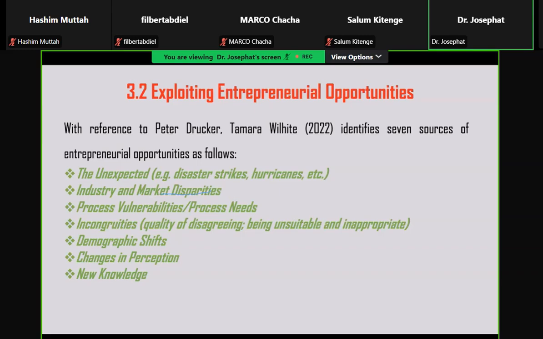Hapa tunaongelea zaidi katika economic forces, demand and the supplies. Ya tatu akaongelea process vulnerability or process needs, kwamba kuna uhitaji wa kitu fulani ambacho kinasababisha ile opportunity ku-arise. Lakini ya tatu akaongelea inequalities, so quality of this grain being unsuitable or inappropriate. So we talked about also akaongelea demographic shift, change in perceptions, as well as new knowledge. So don't concentrate too much on this, but the first, those we discussed are the source of business opportunity. They are the ones that you have to concentrate much on those.